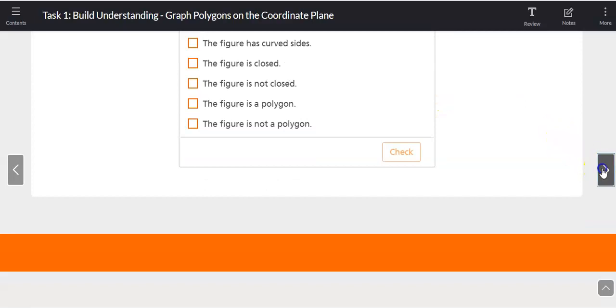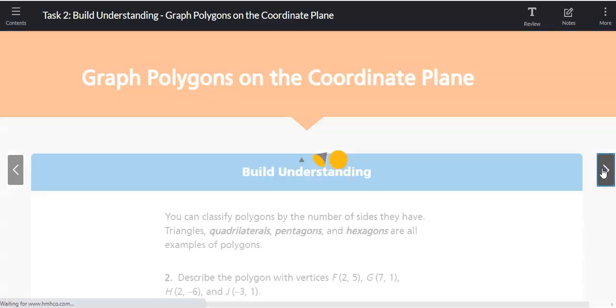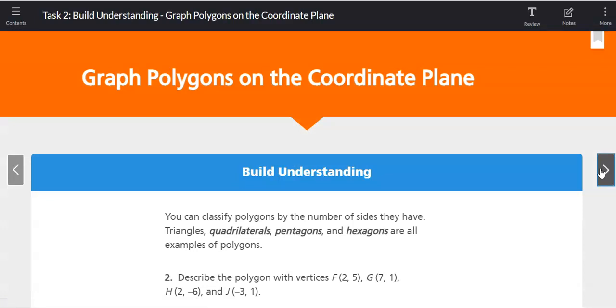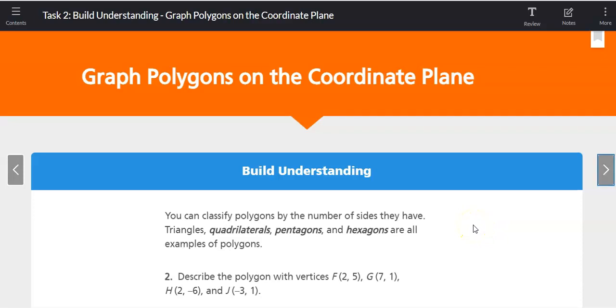Okay, task 1's done. Let's look at task 2. You can classify polygons by the number of sides they have. Triangles, quadrilaterals, pentagons, and hexagons are all examples of polygons. So remember, triangles have 3 sides, quadrilaterals have 4, pentagons have 5, hexagons have 6. And if you want to even throw an octagon in there, those have 8.